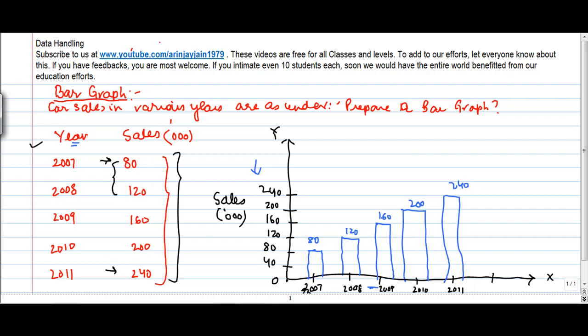Now you must be wondering, this graph is done, now what? Basically, now if you want to retrieve some data, you can look at the graph and tell what the data is. Let's say the first question: which year had the lowest sales? Now you could have found this out from the table also, okay, but in a graph it becomes fairly easy. Let me just remove these numbers from here now.